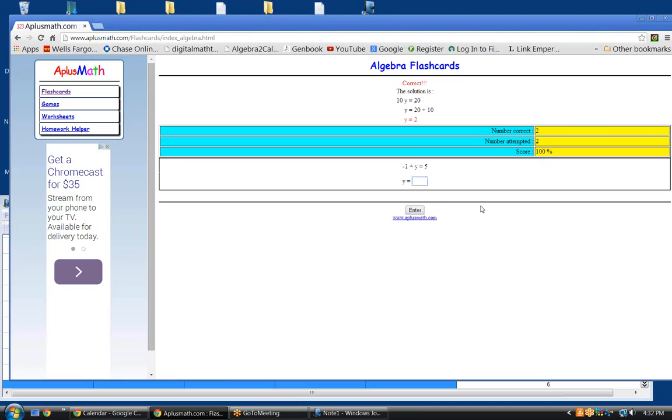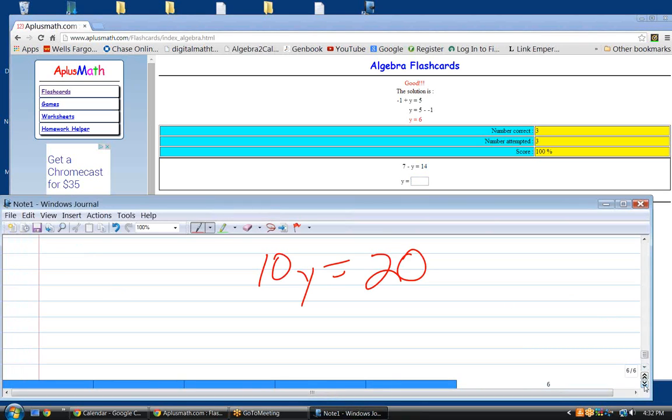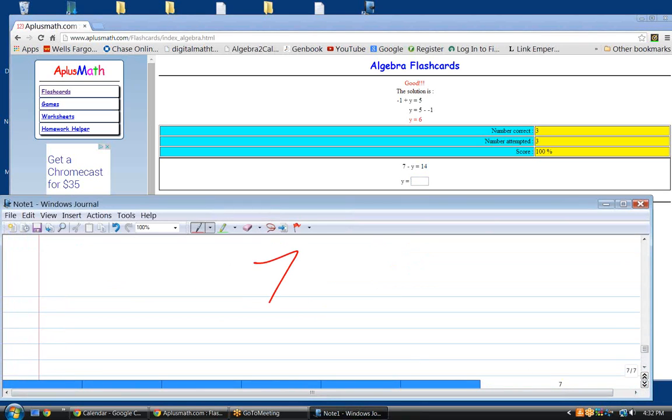Alright, so -1 plus y equals 5. So plus 1, y equals 6. Alright, y equals 7. If I have 7 minus y equals 14, and I subtract 7 from both sides, I definitely lose the 7, but I'm left with a minus y equals 7. So now it's -7.